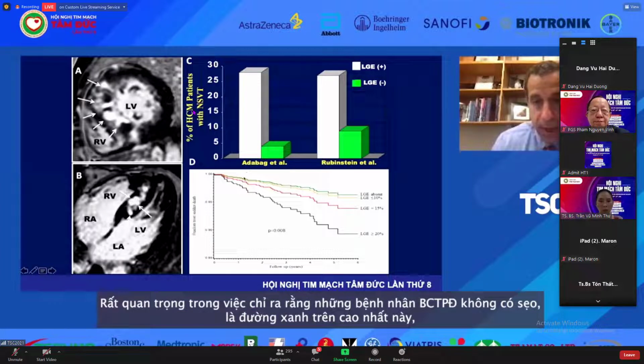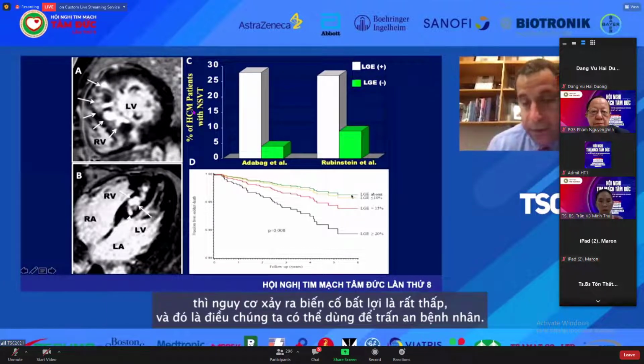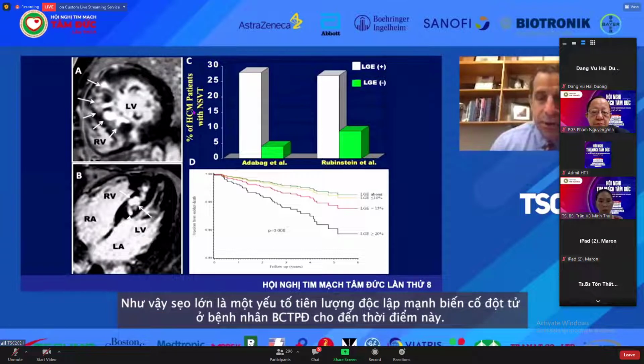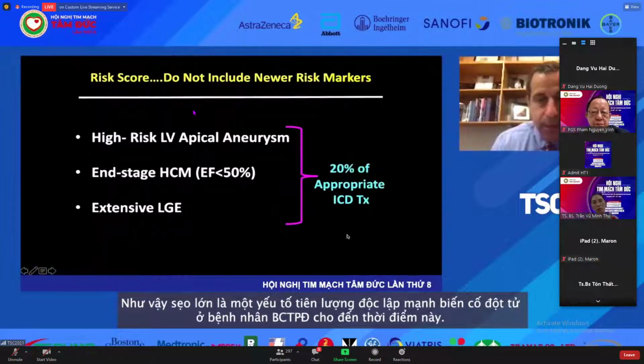It's also important to point out that if HCM patients have no scar, which is the top bar here, adverse events are very low, and that's a reassuring point to tell patients as well. So extensive scar is a very strong independent determinant of sudden death events at this point now in HCM.